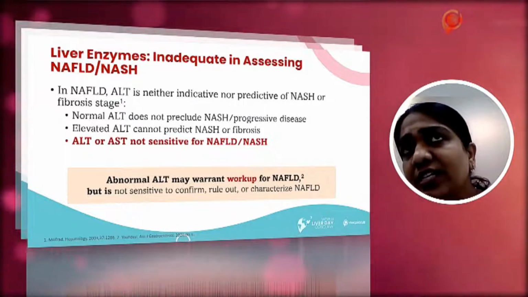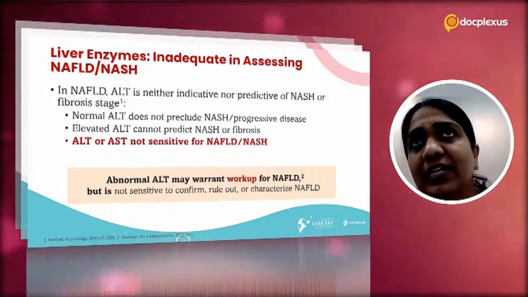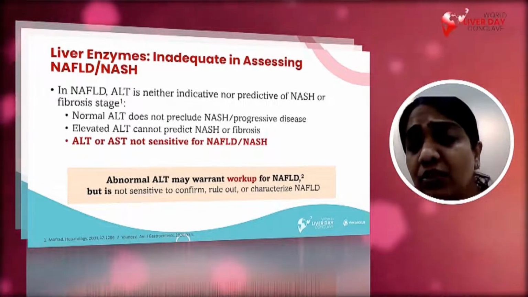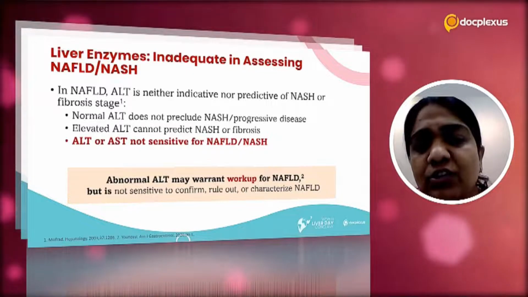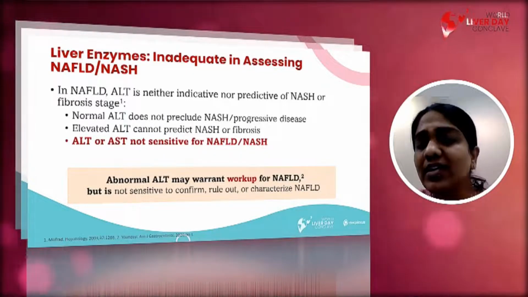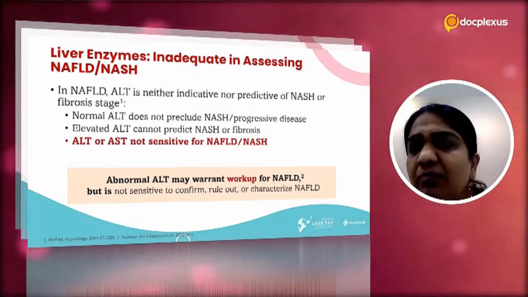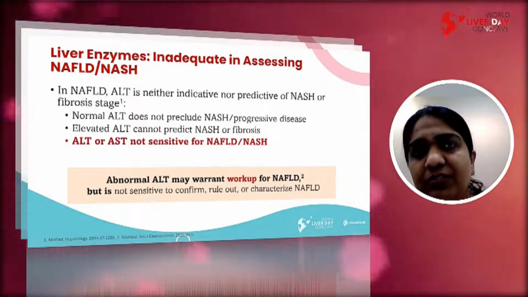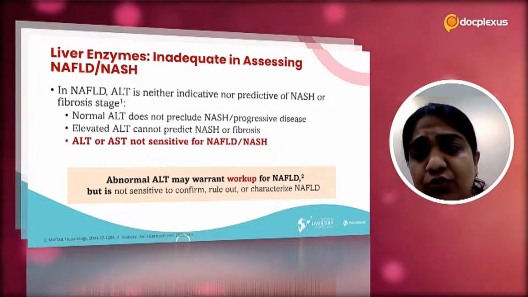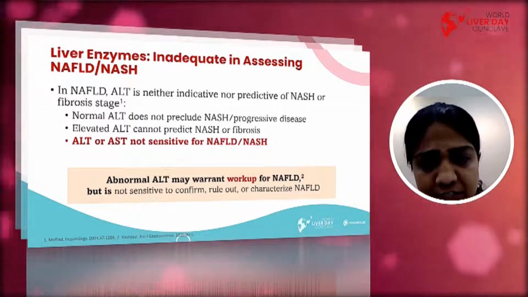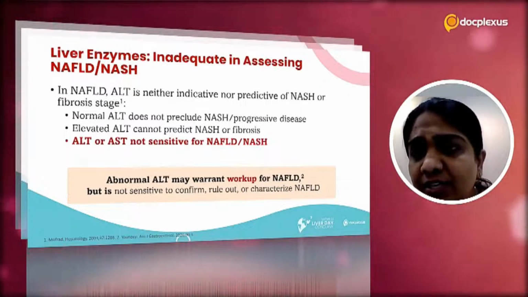Elevated ALT cannot predict NASH or fibrosis. That means it does not indicate that, comparing somebody with an ALT of 40 and somebody with an ALT of 80, the one with the ALT of 80 has a severe degree of NASH or a more advanced stage of the disease. So ALT or AST are not sensitive for NAFLD or NASH, but abnormal ALT can warrant the workup for NAFLD. If the patient presents with abnormal ALT, the probability of NAFLD should also come to the mind of the treating physician. But it is not sensitive to confirm or rule out or to characterize the severity of the disease.